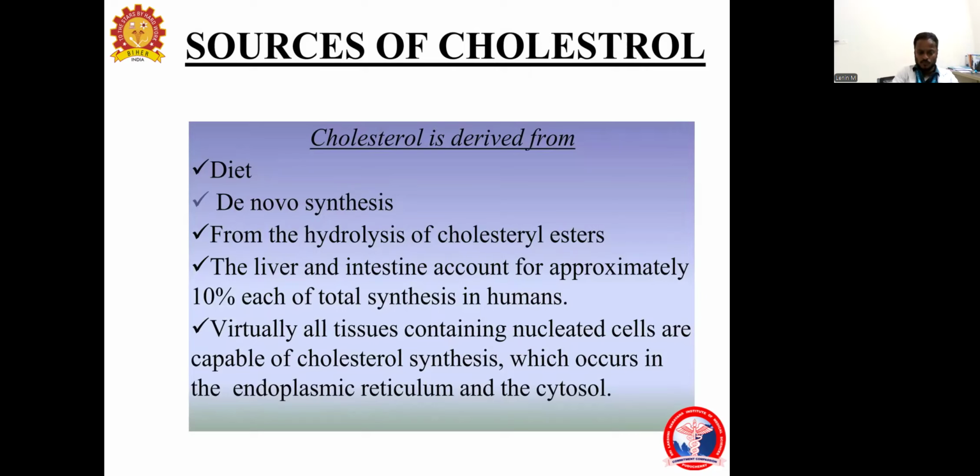These are the sources: the maximum we get from the diet and de novo synthesis. The human liver and the intestine account for approximately 10% each of the total synthesis of cholesterol, and usually all the nucleated tissues are capable of cholesterol synthesis, which occurs in the endoplasmic reticulum and cytosol.